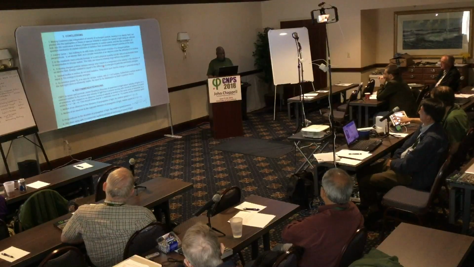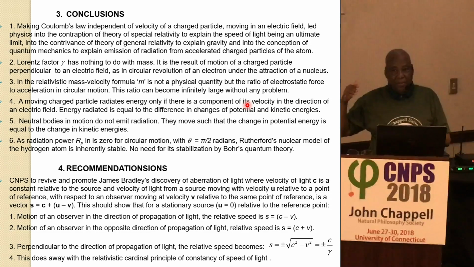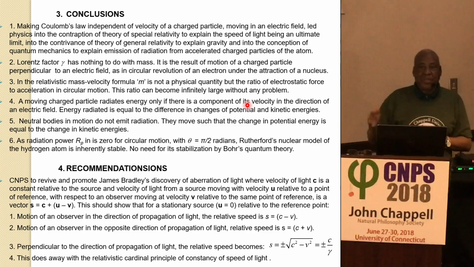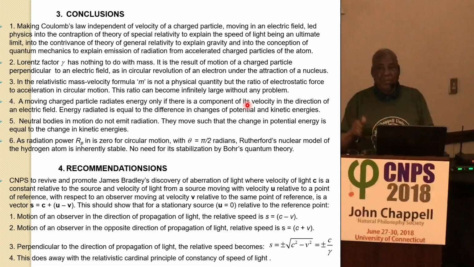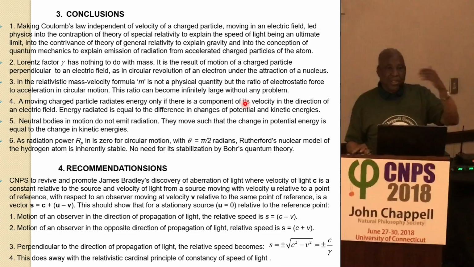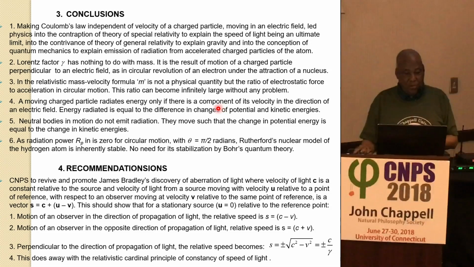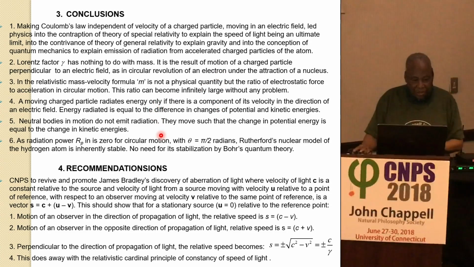A moving charged particle radiates energy only if there is a component of its velocity in the direction of an electric field. Energy radiated is equal to the difference in changes of potential and kinetic energy. If you have a charged particle moving along an electric field, it radiates energy such that the potential energy gained or lost is different from the kinetic energy gained or lost, the difference being the energy radiated. In contrast, a neutral body moves in such a way that the kinetic energy lost is equal to the potential energy gained. Like the planets, they do not radiate energy.